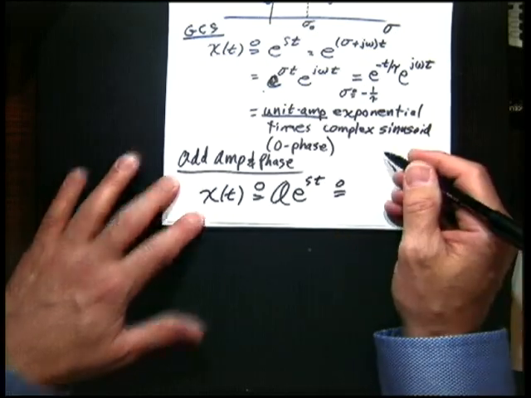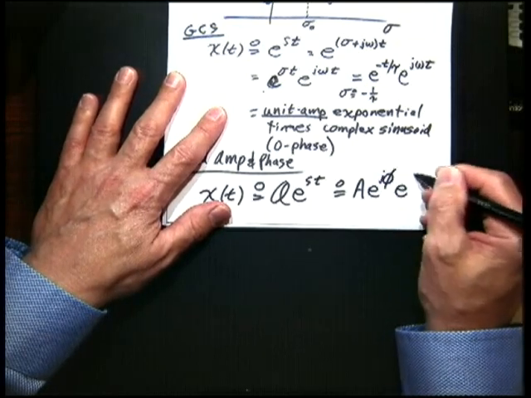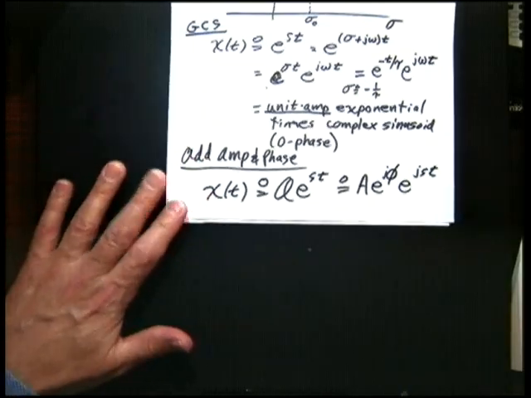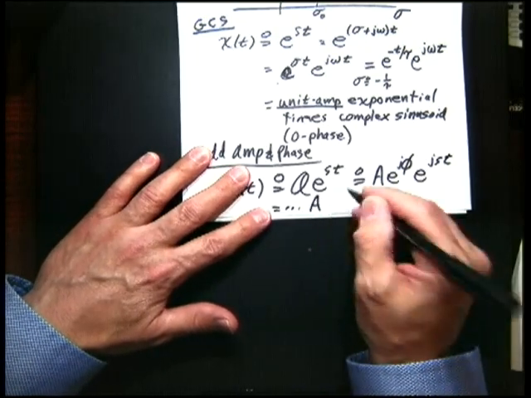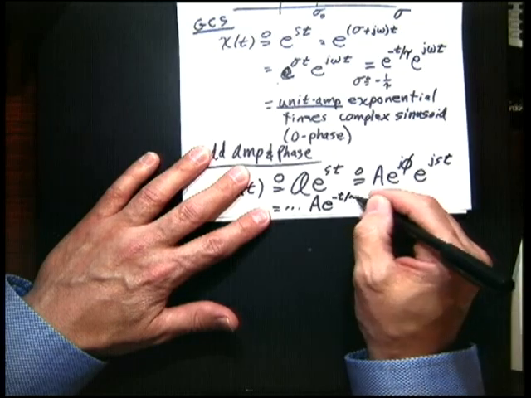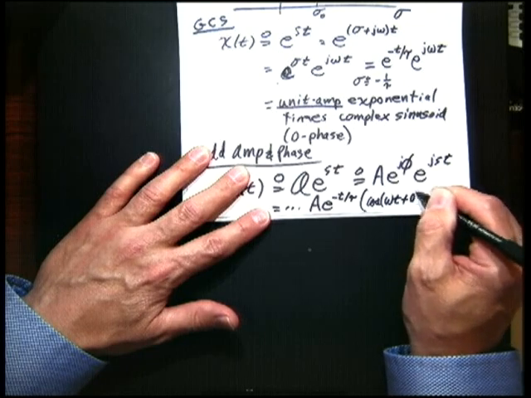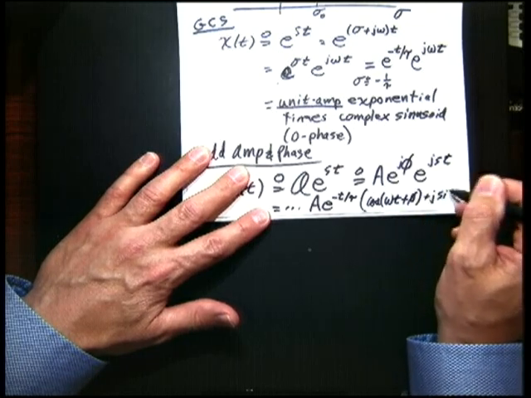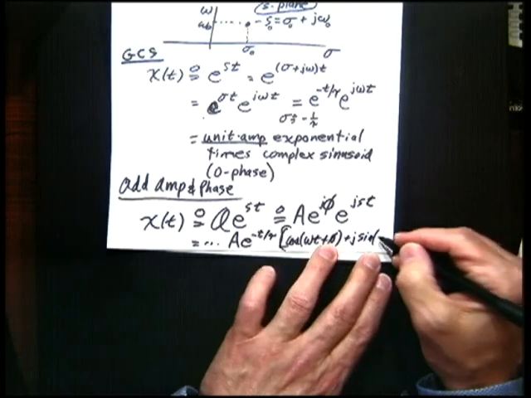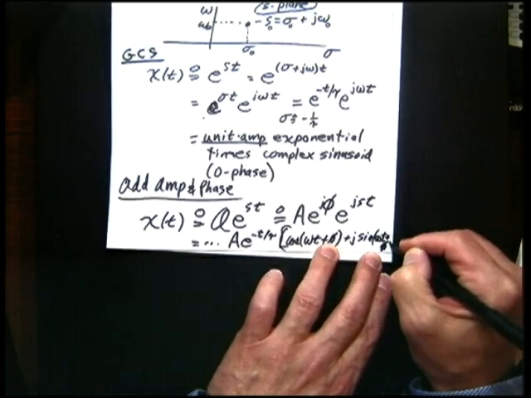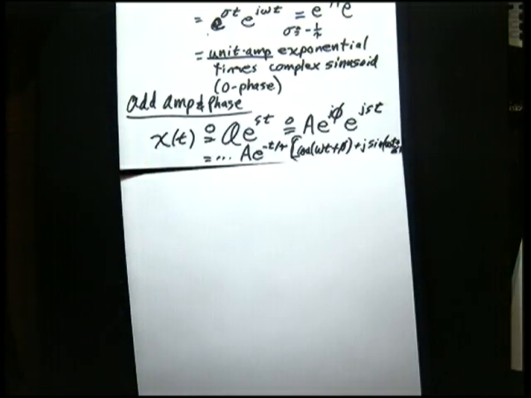And that's the same as, if you recall our definition, kappa of Roman a e to the j phi times e to the st. And so you all know how to break this down. This will now give us an amplitude times an exponential at time constant tau times cosine omega t plus phi plus j sine omega t plus phi. So that's what you can do with a point in the complex plane. Actually, 2 points.